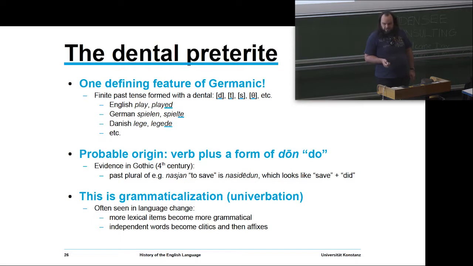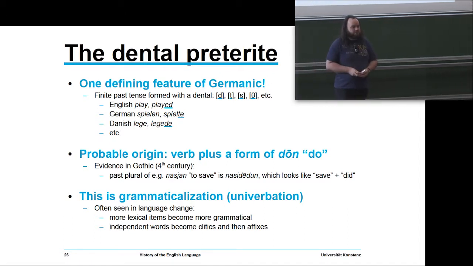preterite. Right? It's called dental because it's formed with a dental sound, so d, t, s, or th, and preterite simply means past tense, finite form of the past tense. So in English, we've got play, a non-finite infinitive form, and played, the past form. German, spielen, spielte, with a t. Danish, and or something like that. I told Danish doesn't do very well on consonants. But there is a d in there somewhere, at least historically.